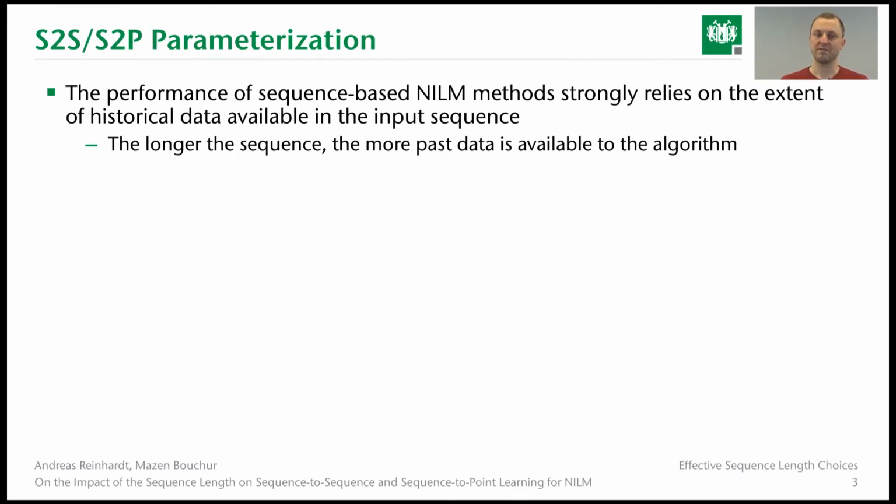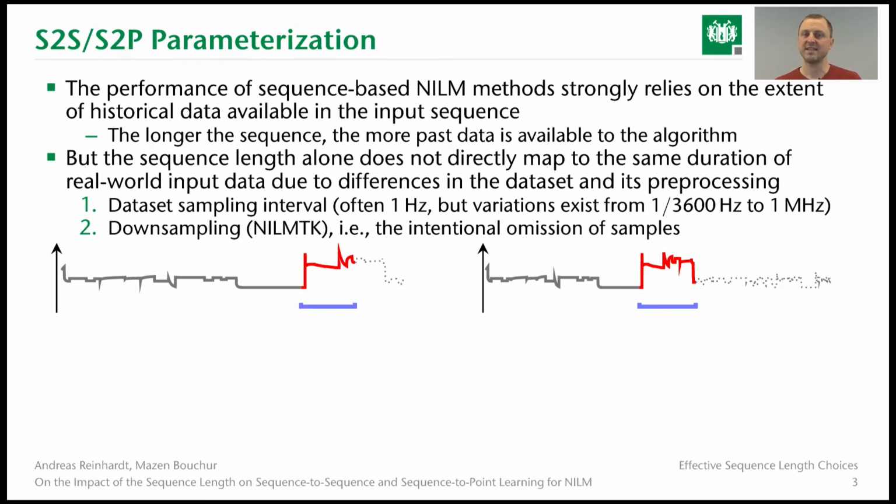Both of them, however, have one parameter that needs to be defined, and that is the length of the input sequence. The longer the sequence, the more historic past data is available to the method. At the same time, training takes much longer because there's more data to process. When we're looking at different data sets for non-intrusive load monitoring that have been published and released online, we see one further aspect, and that is that these data sets differ in the sampling rates at which they have been recorded. So of course, if we have a fixed length of the sequence, that data set sampling rate has an impact on the extent of historic data available.